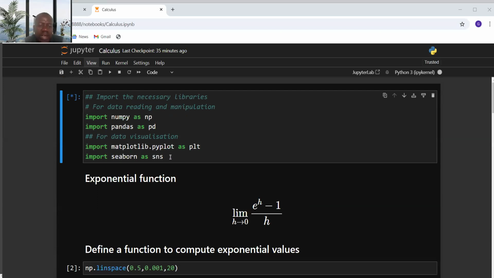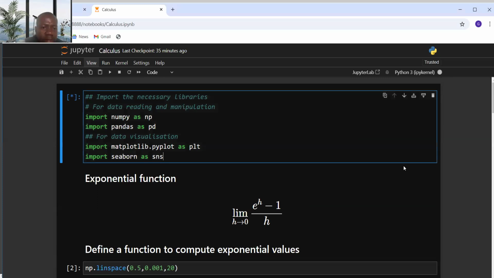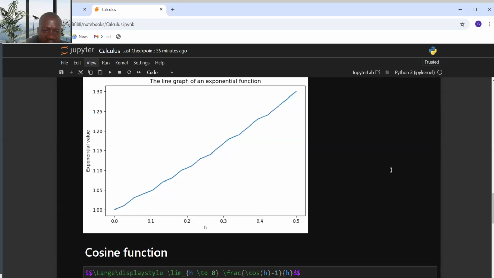I just don't know why it is taking a lot of time, because it was supposed to compute quickly, but it's fine. Let's check the kernel. The kernel is still busy. Right, it has completed the program.